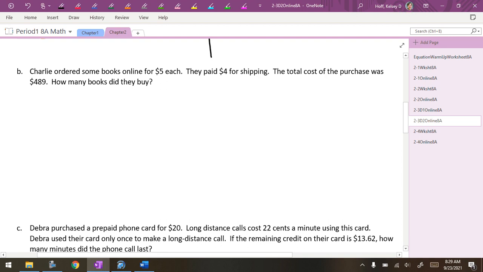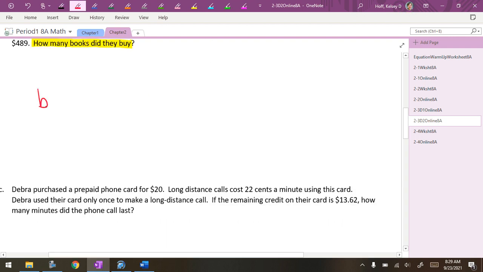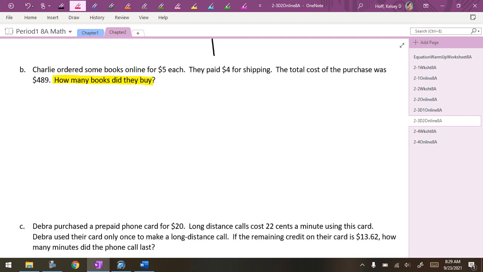Okay, first things first, that last sentence. How many books did they buy? That tells us what we don't know. B equals the number of books.